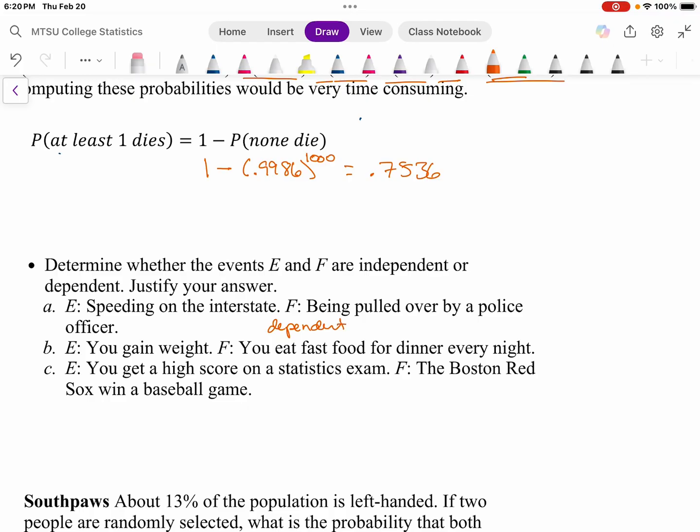Event E is you gain weight, and event F is you eat fast food for dinner every night. I would say those are dependent. Typically, the more fast food we eat, even though it's yummy, it has a tendency to make us gain weight faster. Last one, event E is you get a high score on a statistics exam, and event F is the Boston Red Sox win a game. Whether you get a high score on your statistics exam, is that going to really influence the outcome of the Red Sox baseball game? No. So we would say those would be independent.